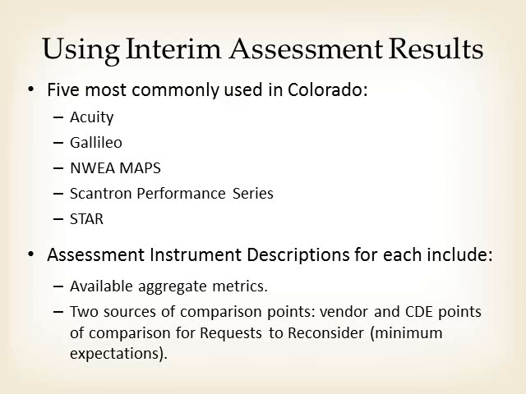Using interim assessment results. The 5 most commonly used in Colorado include Acuity, Galileo, NWEA MAP, Scantron Performance Series, and STAR. Assessment instrument descriptions for each include available aggregate metrics and 2 sources of comparison points, vendor and CDE points of comparison for request to reconsider.